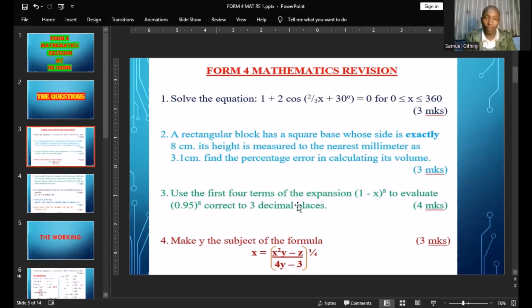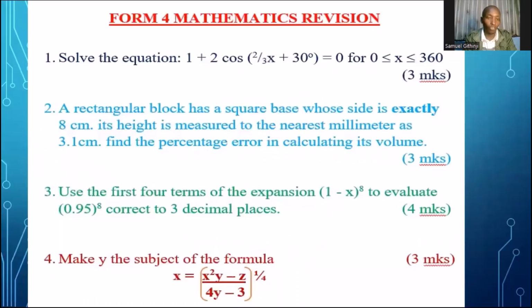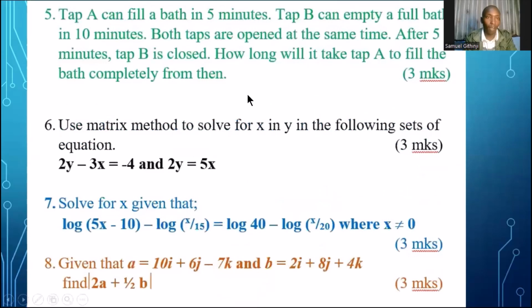Question 3, a binomial expansion question. You're supposed to use the first 4 terms of the binomial expression given there, raised to power 8, to evaluate 0.95 raised to power 8, correct to 3 decimal places. Question number 4, you're supposed to make y the subject. Moving on with question number 5.